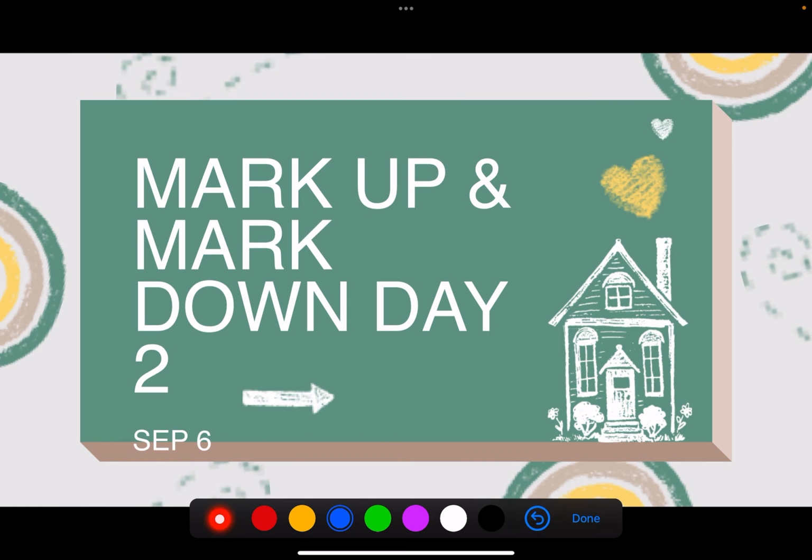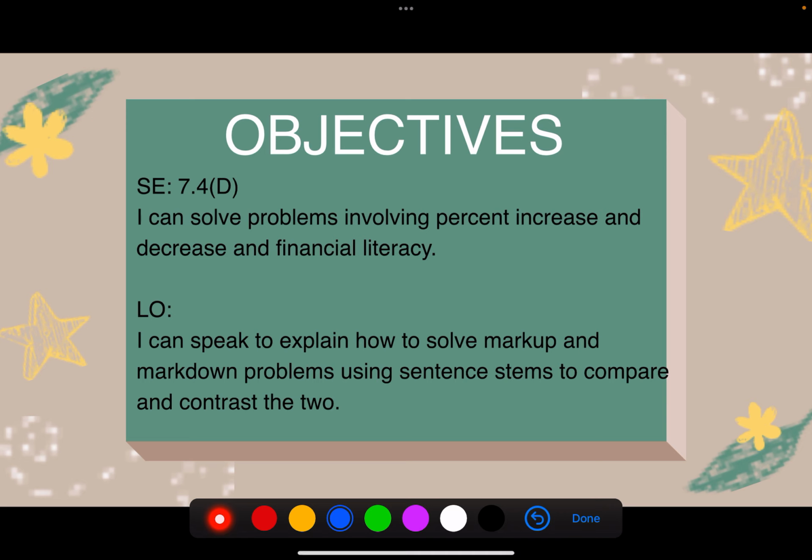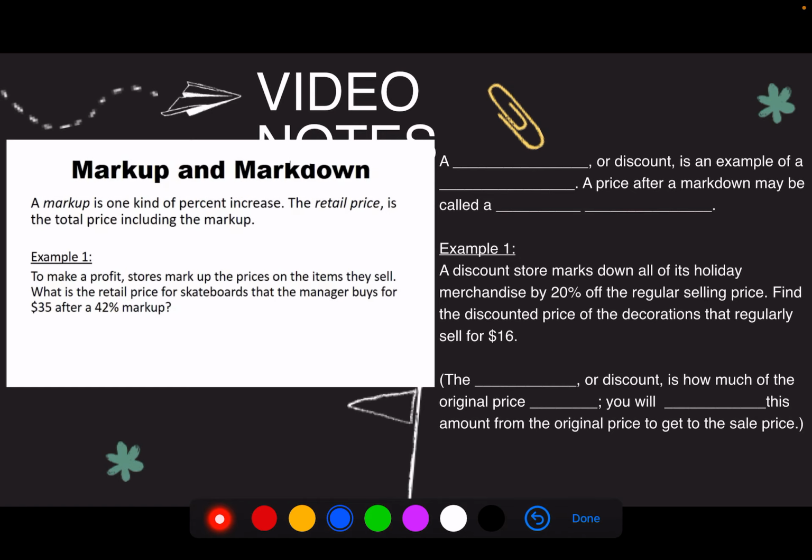Okay, so this is your markup and markdown, day 2. So Friday we did markup. Today we are working on markdown. These are our objectives. Our SE stayed the same. Our LO is what changed. And it says you're going to speak to explain how to solve markup and markdown problems using sentence stems, and you're going to compare and contrast the two.